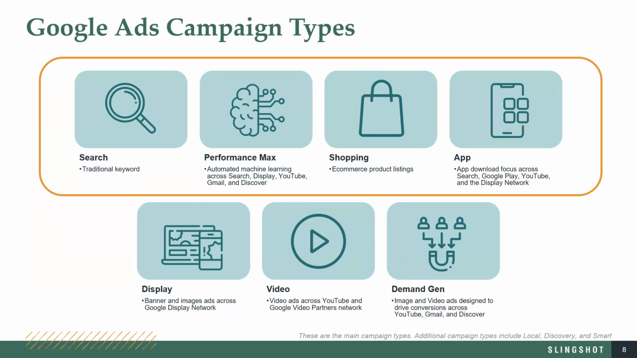Looking at the different types of campaigns, there's quite a variety. First you have your traditional keyword search campaigns, and then you have the Performance Max campaigns, where Google takes advantage of showing across search, display, YouTube, Gmail, and Discover. So it's kind of an all-in-one campaign. They really promote this one a lot. The difference I like to explain is that I've been doing this for a very long time.